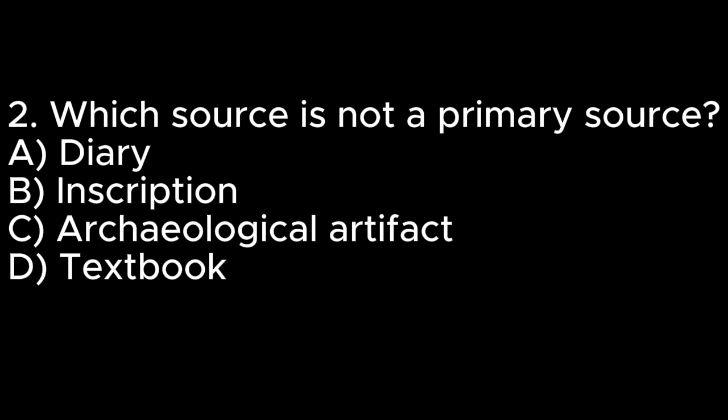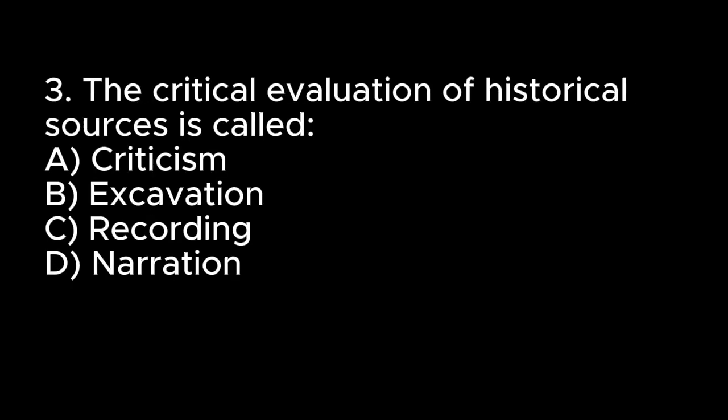2. Which source is not a primary source? A. Diary. B. Inscription. C. Archaeological artifact. D. Textbook. Answer: D. A textbook is written later, so it is secondary. 3. The critical evaluation of historical sources is called A. Criticism. B. Excavation. C. Recording. D. Narration. Answer: A. Source criticism checks accuracy of information.